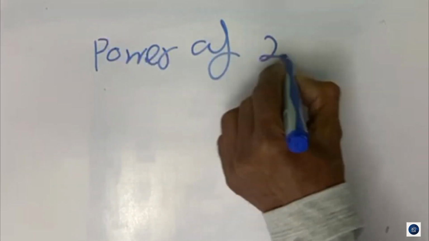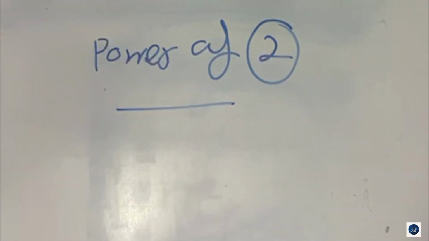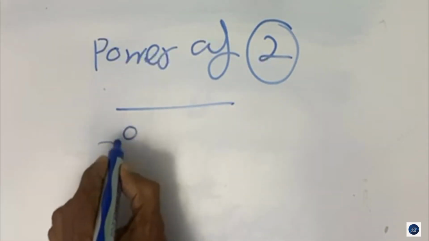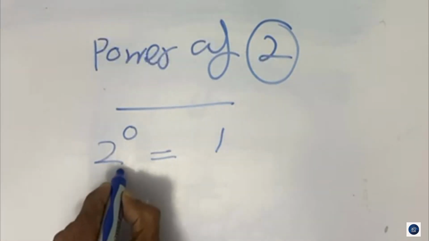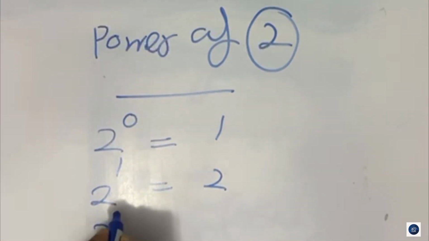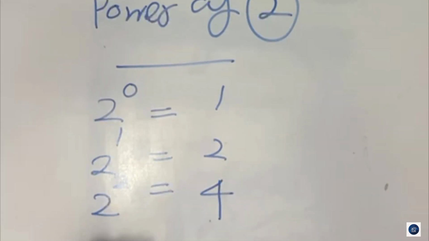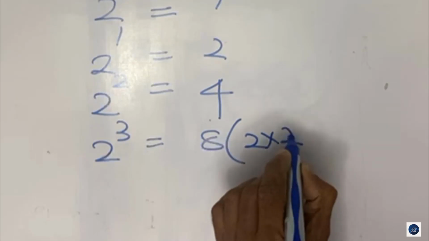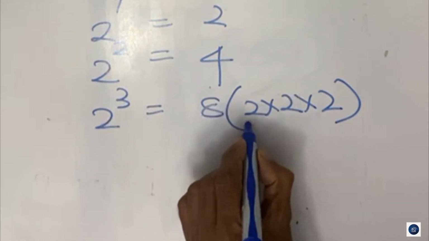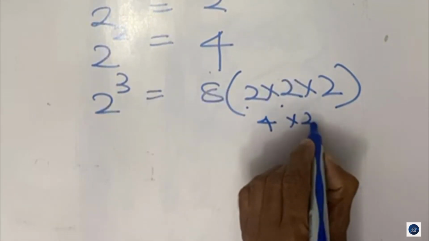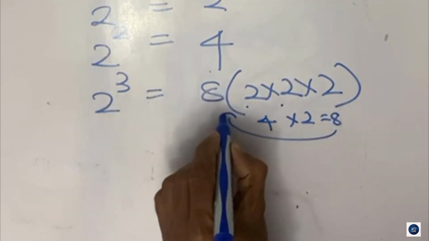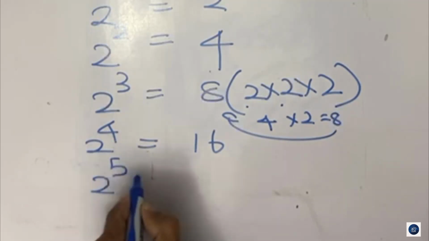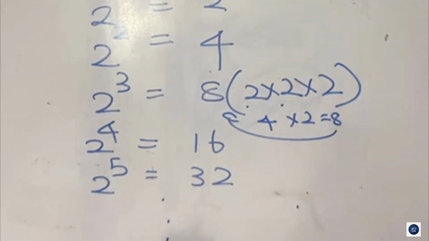First of all, you should know the powers of 2. 2 to the power 0 is equal to 1. 2 to the power 1 is equal to 2. 2 to the power 2 is equal to 4. 2 to the power 3 is equal to 8. That means 2 times 2 is equal to 4. 4 times 2 is equal to 8. 2 to the power 4 is equal to 16. 2 to the power 5 is equal to 32. And so on.